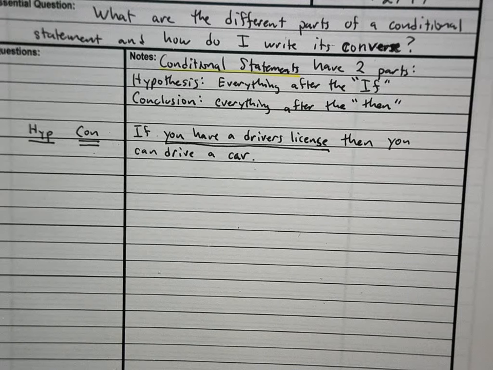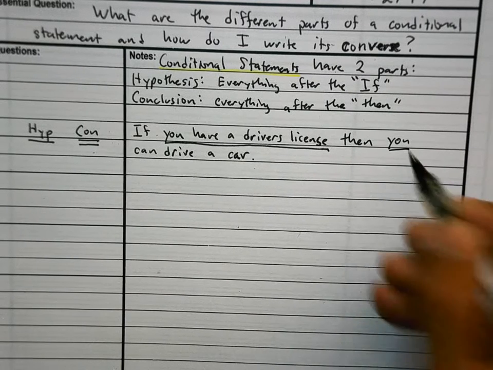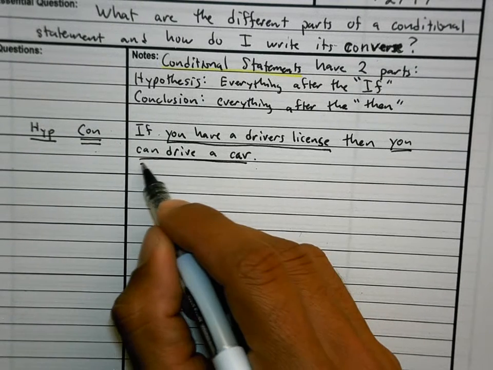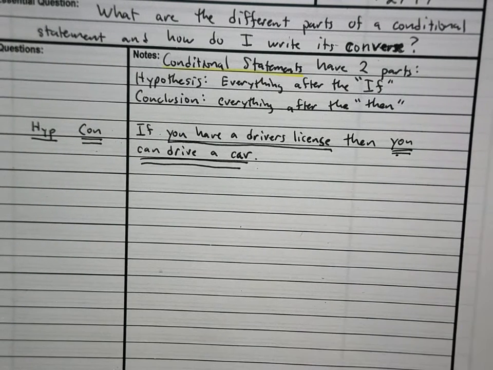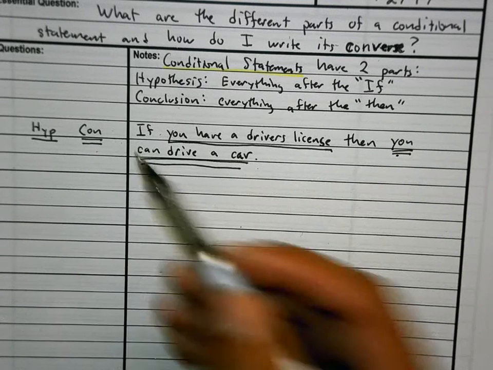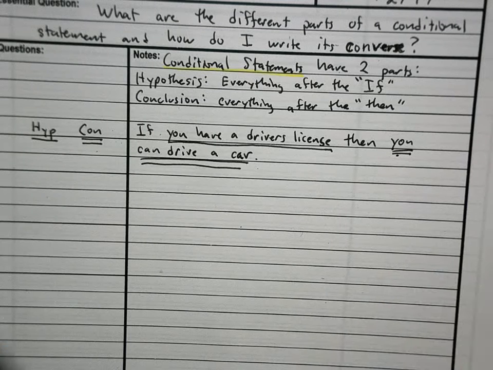The if lets you know it's the hypothesis. You have a driver's license is the hypothesis. That's what you have in your pocket. I have one. It's in my wallet. Then you can drive a car. That is your conclusion. So we're going to underline you can drive a car, but with 2 underlines. Do I underline the if? No. Do I underline the then? No. Those are your key words to let you know where the hypothesis is and where the conclusion is.